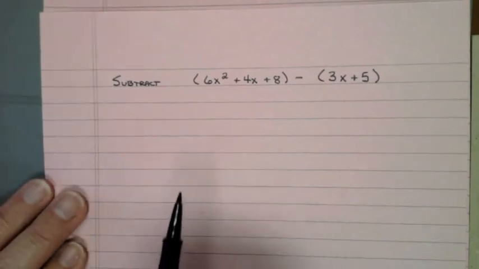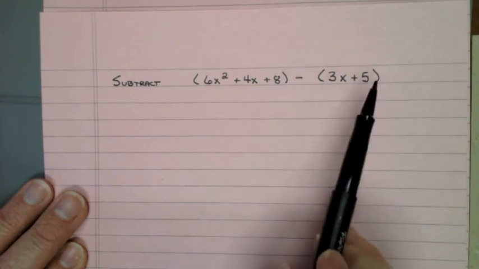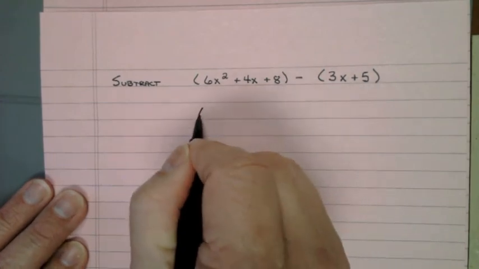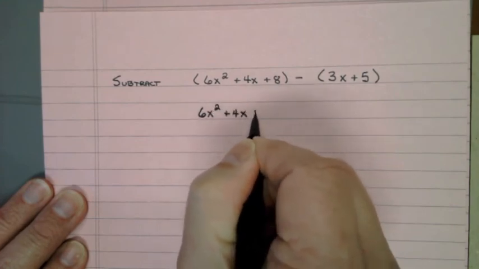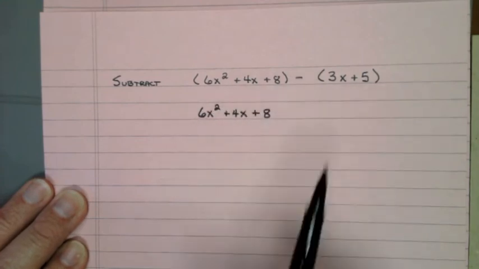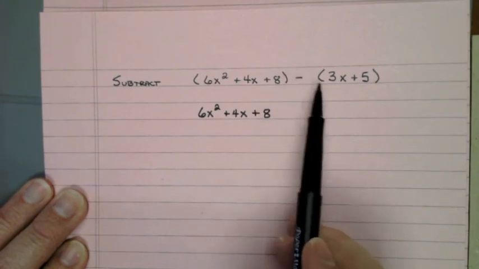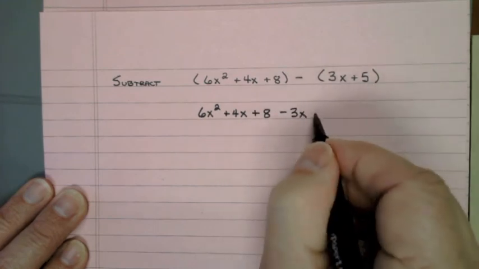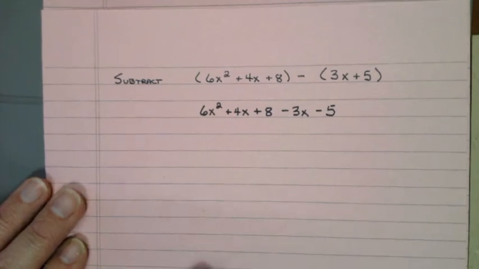In this example, we're going to combine this horizontally. I'm going to rewrite this where it's 6x squared plus 4x plus 8. I'm rewriting this because this is a subtraction problem. This negative is going to change that to a negative. This negative is going to change that to a negative. And now I combine things together.